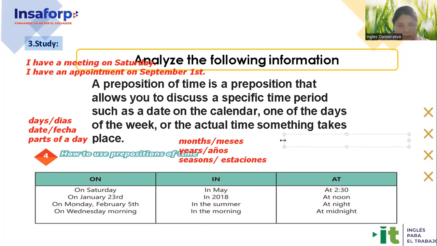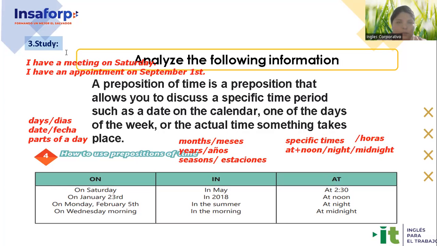Vale, ahora pasémonos de este chart, de eso que tenemos ahí, es lo que podemos compartir. Ya vamos a ir viendo más. At, ¿cuándo utilizamos at? Hour. Specific times, horas específicas. For example, at 2:30, at noon. También at lo utilizamos con algunas palabras en específico, como noon, night, midnight. Entonces ahí, parte del día. Ya sabemos que vamos a utilizar at con esas palabras. At noon, al mediodía, en la noche o a la medianoche. So that's what we mean.